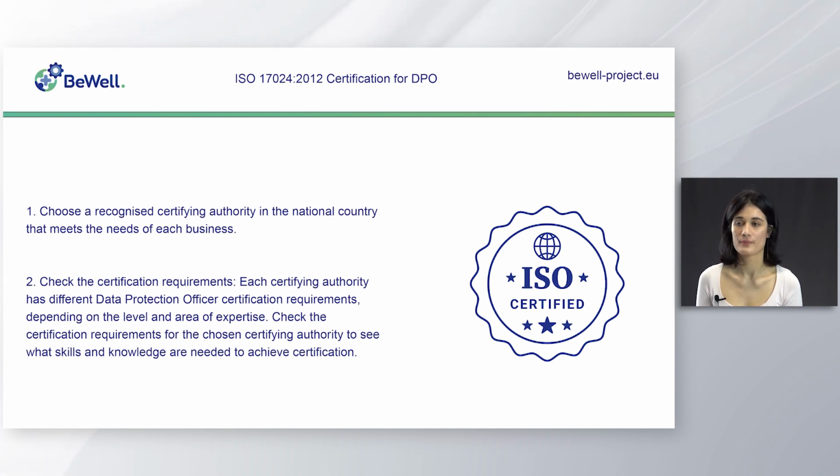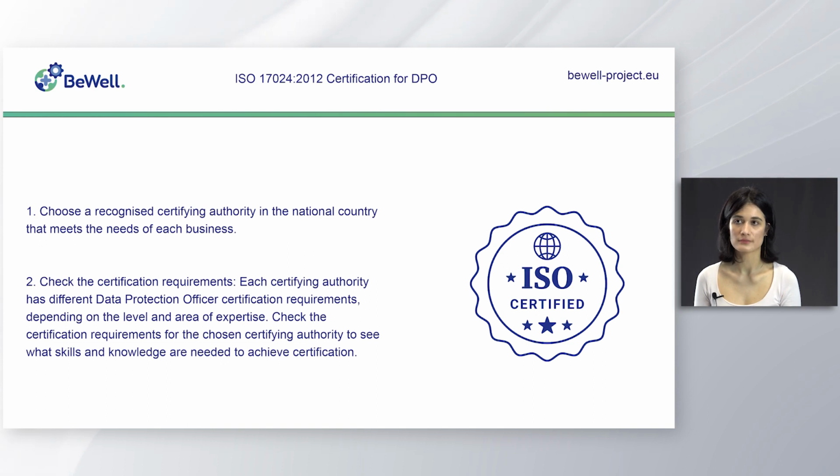ISO certification for DPO. The ISO 17024:2012 certification is an international certification that recognizes the professional competence of a person in a specific field. For a data protection officer to obtain ISO certification, they must adhere to the following steps. 1. Choose a recognized certifying authority in their country that meets the needs of their business. 2. Check the certification requirements. Each certifying authority has different requirements for data protection officer certification depending on the level and area of expertise. They should check the certification requirements for their chosen certifying authority to see what skills and knowledge they need to achieve certification.